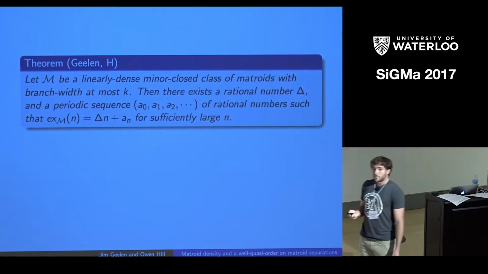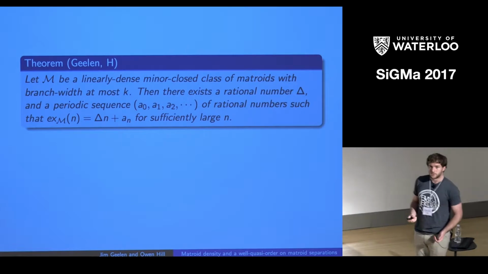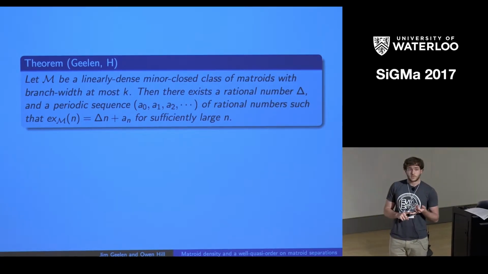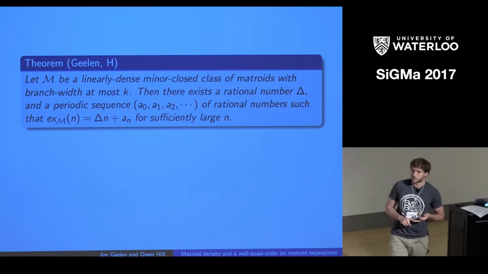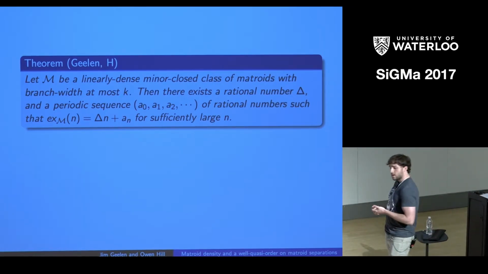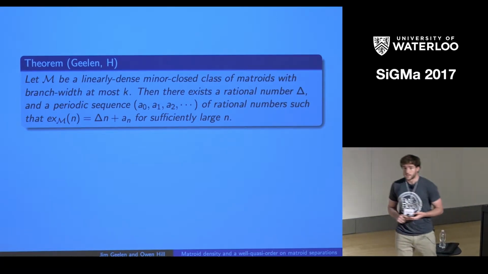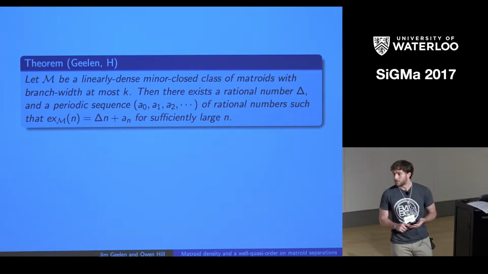And so this leads us to our main theorem. Our main theorem says that if we have a minor closed class of matroids, and that class is both linearly dense and has bounded branch width, then first we can show that the limiting density of the class is rational. And then we can show that the class has an extremal function which exhibits this periodic behavior that we saw.